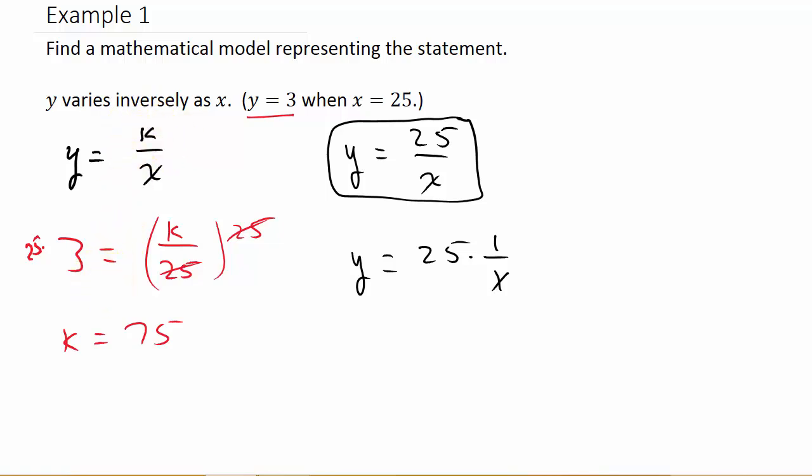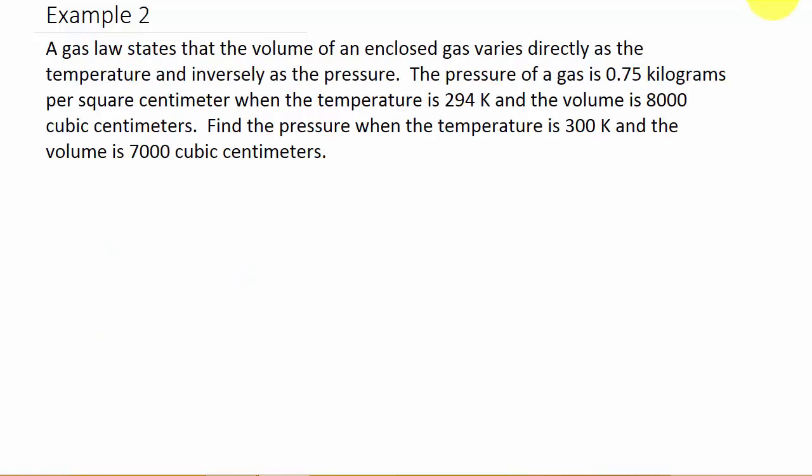Alright, so let's take a look at the word problem. Here's our word problem. It says a gas law states that the volume of an enclosed gas varies directly as the temperature and inversely as the pressure. Okay, so we've got two things going on. It varies directly and inversely. I have a video on varies directly. You can check that out.